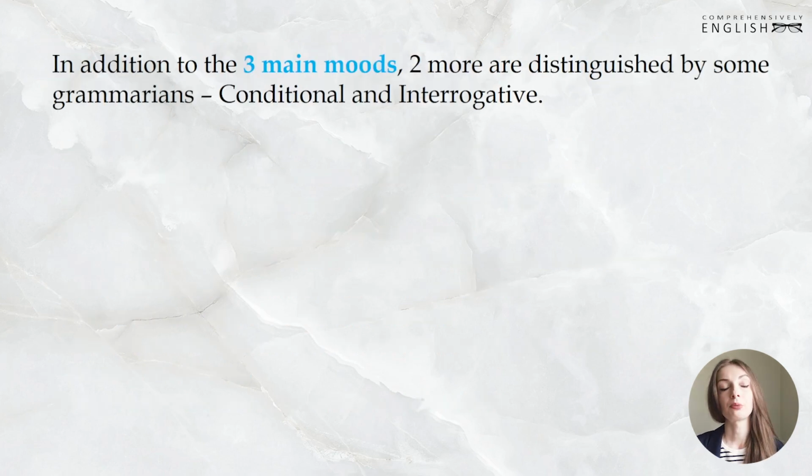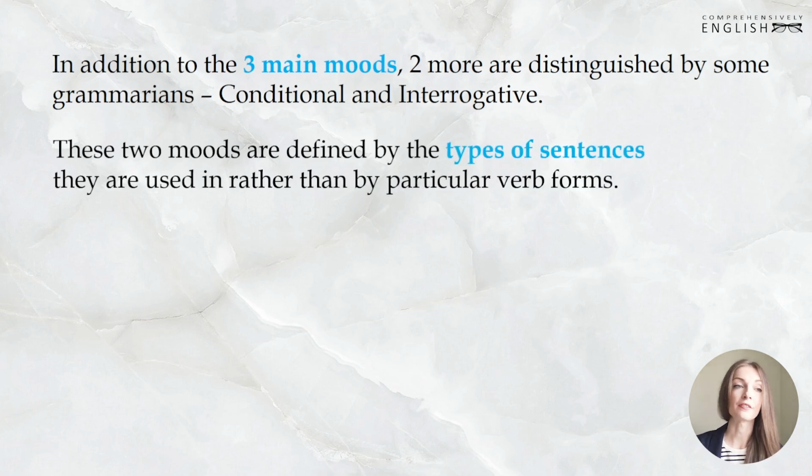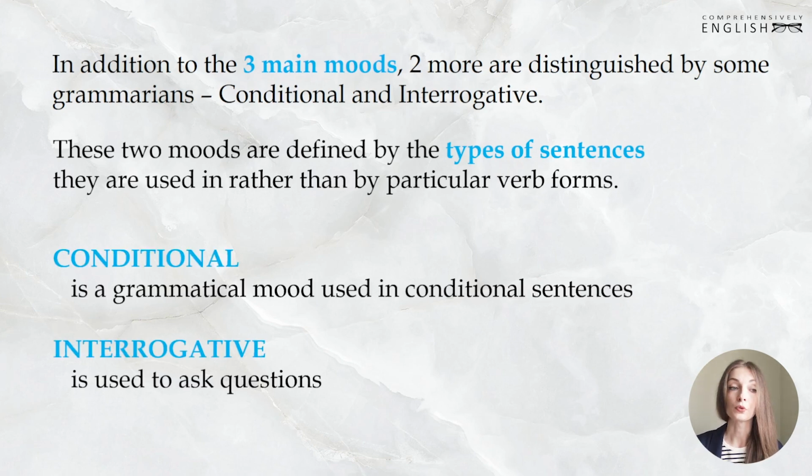In addition to the three main moods, two more are distinguished by some grammarians: the conditional and the interrogative mood. These two moods, though, are defined by the types of sentences they are used in rather than by particular verb forms. The conditional mood is a grammatical mood used in conditional sentences, and the interrogative mood is used to ask questions, that is used in interrogative sentences.